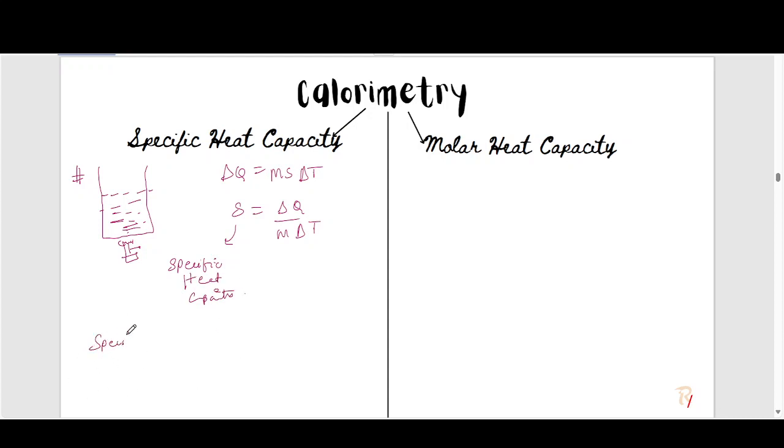What is meant by specific heat capacity? For 1 gram, 1 degree temperature increase. For 1 gram of solid or anything, how much heat is required to increase the temperature by 1 degree Celsius on the temperature scale is known as specific heat capacity.